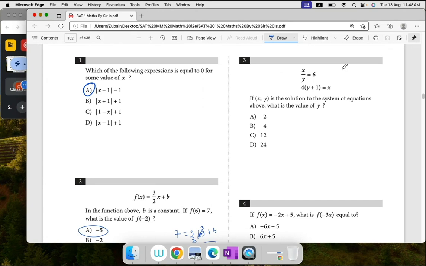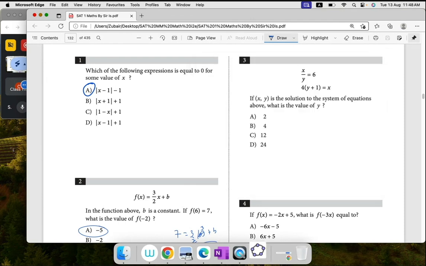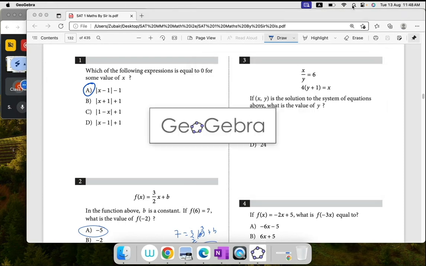Question number 3. x over y is equal to 6. 4 into y plus 1 equals x. If (x, y) is the solution to the system of equations above, what is the value of y? See, these two equations, you can directly punch them in Desmos. So we're not going to solve it, we're just going to punch it.